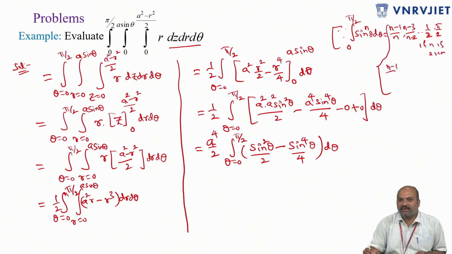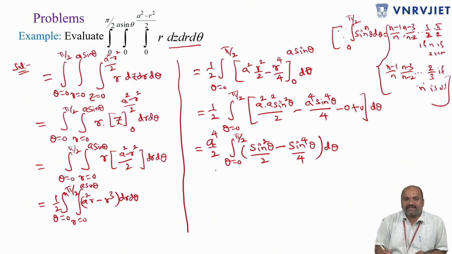And (n-1)/n times (n-3)/(n-2), and so on, times 2/3 if n is odd. This is the formula. Here, of course, in both these two cases, the integrals, n is an even number.